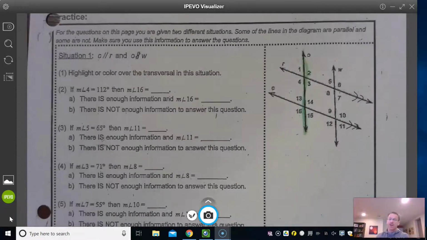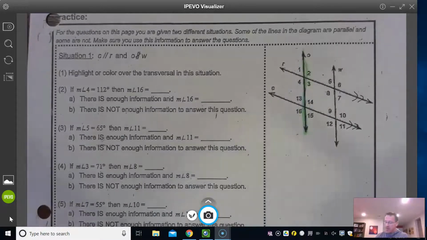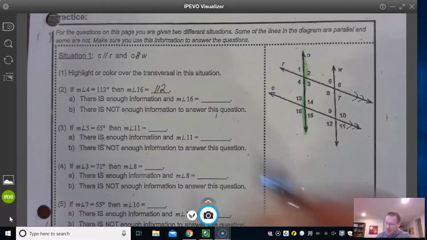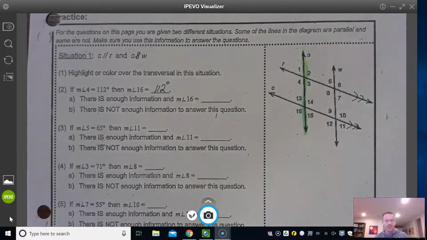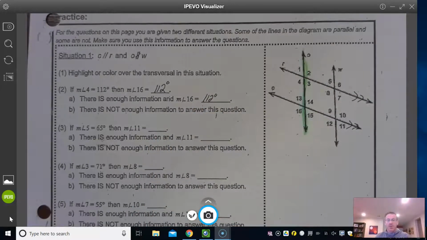The second question is, do we intersect the parallel lines? And if we do, we know corresponding angles are congruent. Notice I do intersect our parallel lines here, so that means that 4 and 16 would be congruent. So if 4 is 112, that means 16 also has to be 112. I guess I could have put it right here. It's important that you identify them, and then ask if they intersect the parallel lines.